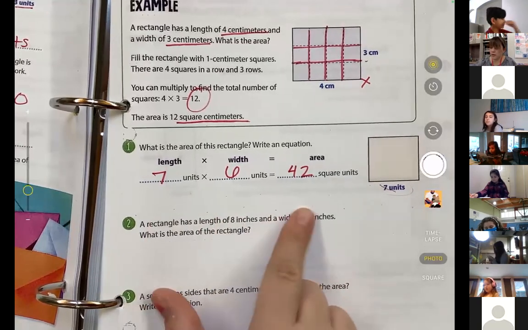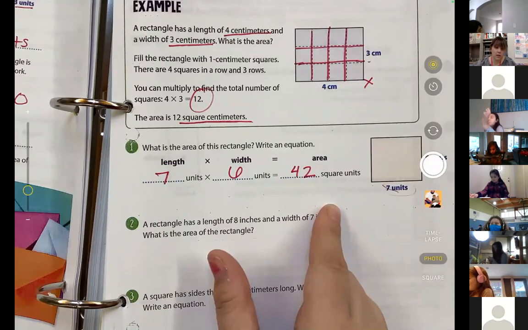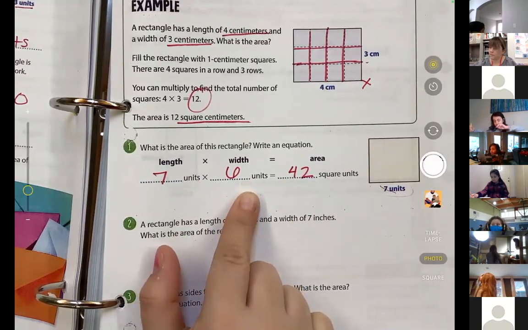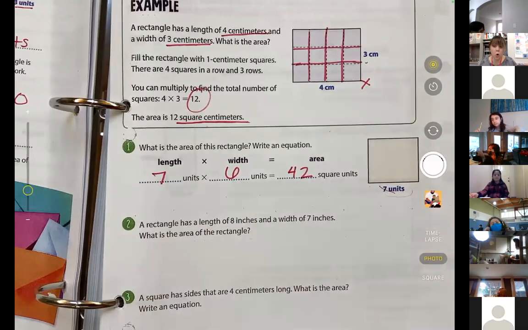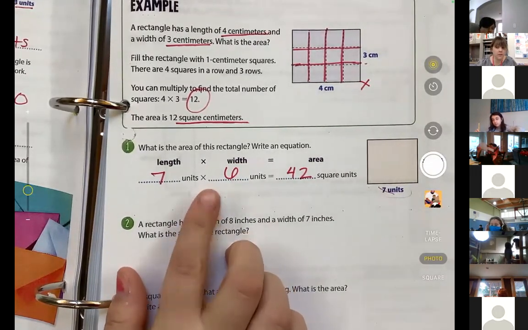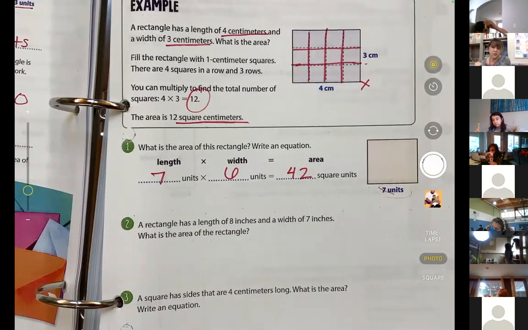There's some space right here. If you needed to draw 7 groups of 6, you could do that, okay? That's okay with me. The goal, sooner rather than later, is you guys will just know 7 times 6, but it's okay if you don't yet, okay?